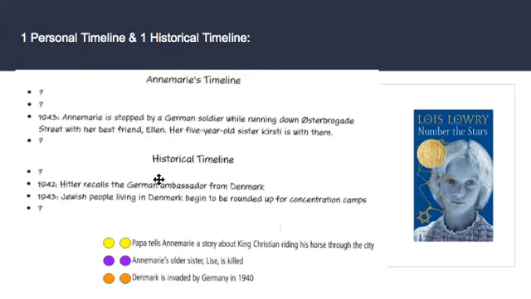Now that we have these two, the personal timeline and the historical timeline, let's think about these three events and see where they fit within these timelines. So here in yellow, I have the first event. Papa tells Anne Marie a story about King Christian riding his horse through the city. The second in purple I have is Anne Marie's older sister Lise is killed. And the last event that I need help with is in orange. Denmark is invaded by Germany in 1940.